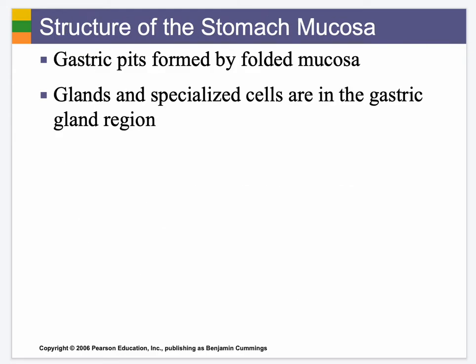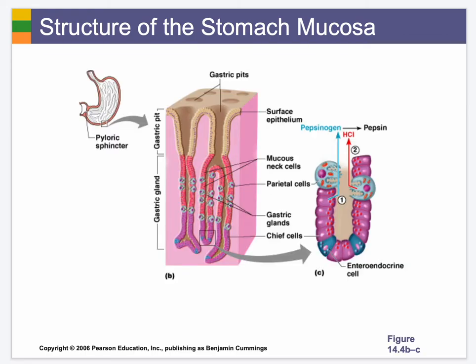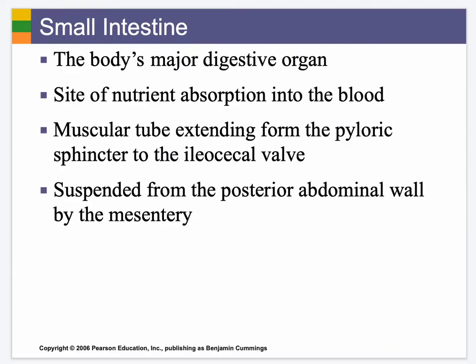So, sa stomach mucosa mo naman, may mga gastric pits formed by the folded mucosa ng mga rugae kanina. And glands and specialized cells are in the gastric gland region. Iyon. Diba? May mga gastric pits. Okay. Ay, hindi yan yung rugae pala daw. Never mind. Dito yan siya sa stomach mucosa. So, doon na tayo sa small intestine.